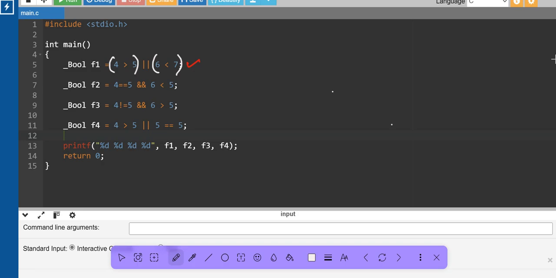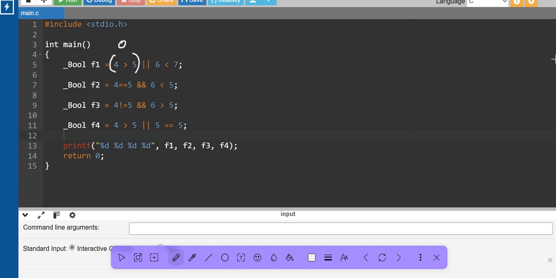Now for the time being, just consider that any expression written with the relational operator will be evaluated first and then it will consider the logical operator. We will discuss precedence later. Okay, fine. So here if I just consider this part, it will be evaluated first. So 4 greater than 5, is it true or false? 4 greater than 5 is false. So it will give me the outcome 0.